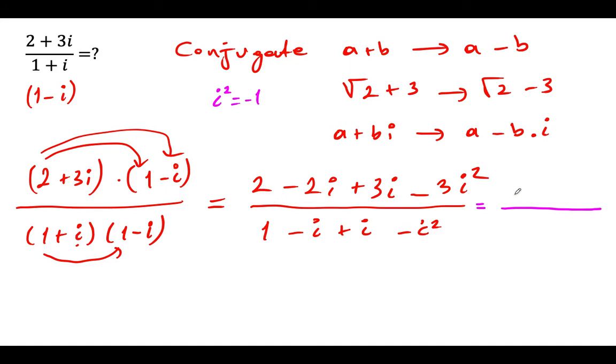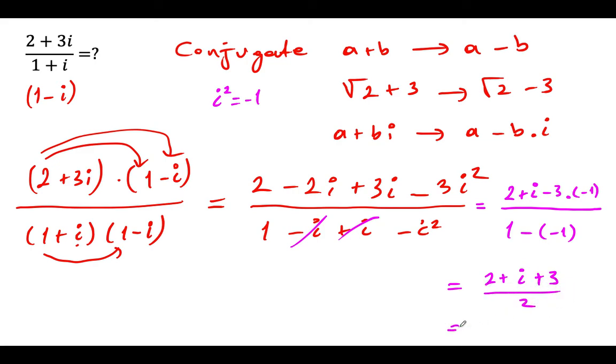So 2, negative 2i, positive 3i, just i. Now negative 3 times i squared, so i squared is negative 1. And then positive i, negative i, simplify, 1 minus i squared. i squared is negative 1. So the final result will be 2 plus i plus 3 divided by 2. So it will be 5 plus i divided by 2.